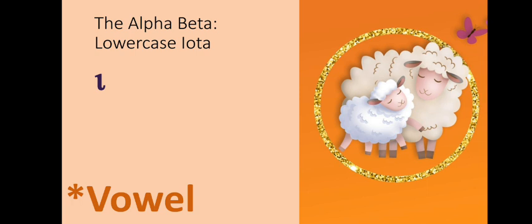Next, we have another vowel, iota, which in some ways is like the English I, and in some ways it functions like our J because there is no J in Greek. So for example, the name Jesus, the name John, these begin with iota.